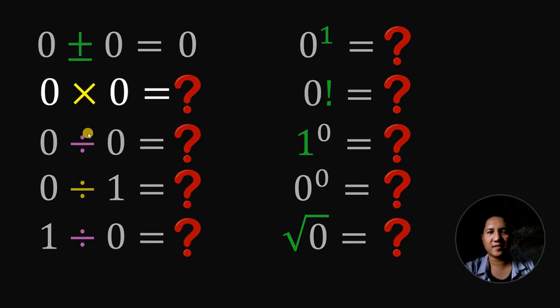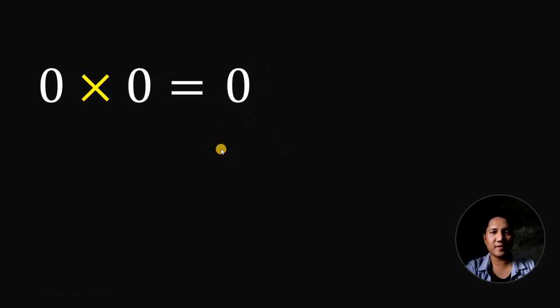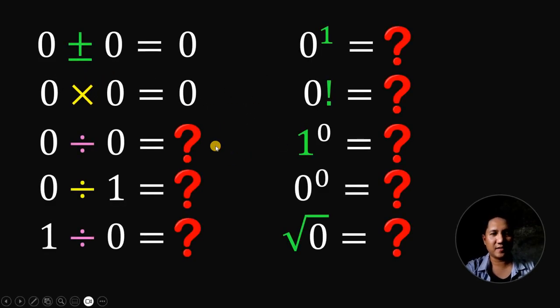Now, how about the second question? 0 times 0. Now, 0 times 0 is simply equal to 0. This is not a tricky one, so let's move on. Let's have the third question.